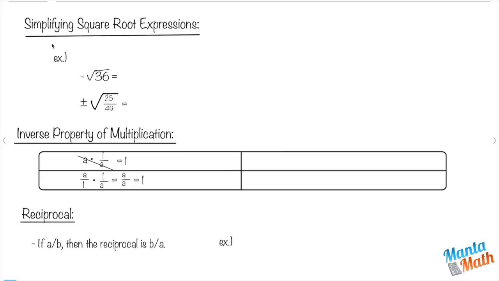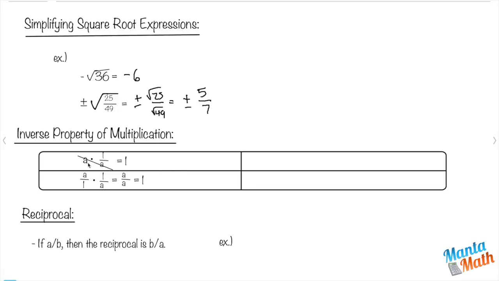We can also cover simplifying square root expressions. If you're given negative radical, or you can say negative square root of 36, your answer is going to be the negative version of the square root of 36, which is 6. And for the second example, if you're given positive or negative square root of 25 over 49, we can simplify this to positive or negative square root of 25 over square root of 49, and that simplifies down to positive or negative 5 over 7. So you have two answers here, positive 5/7 and negative 5/7.